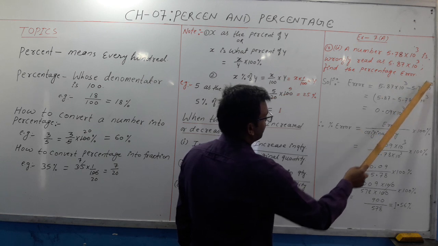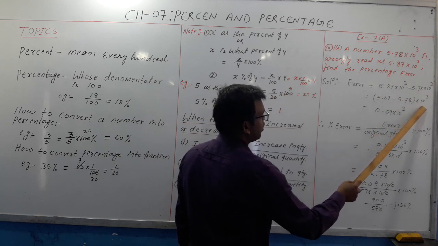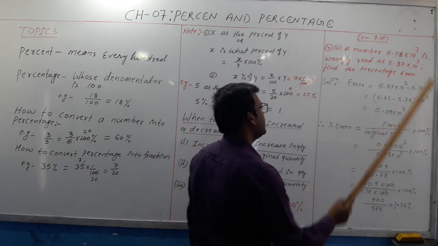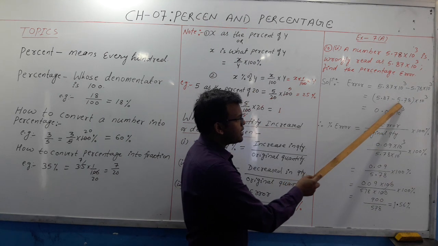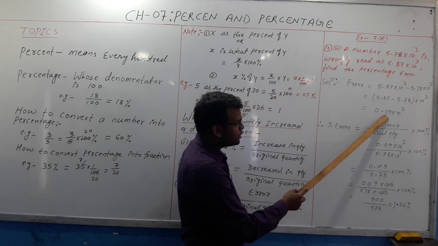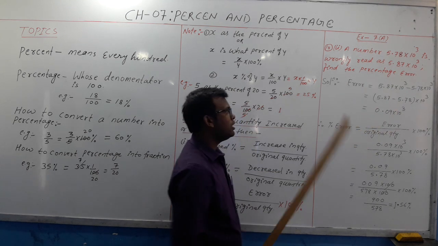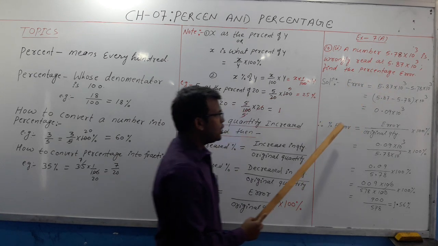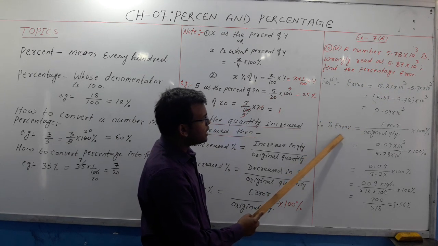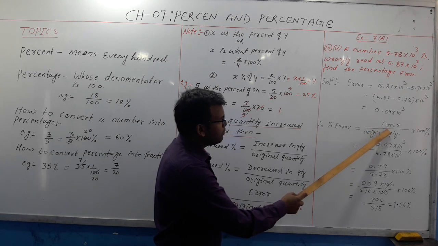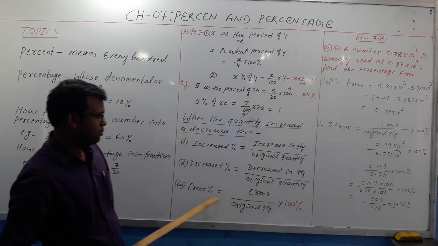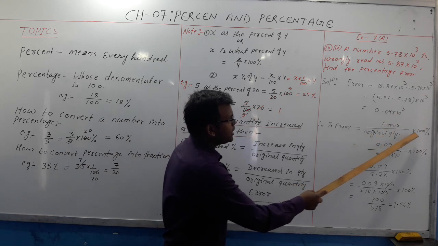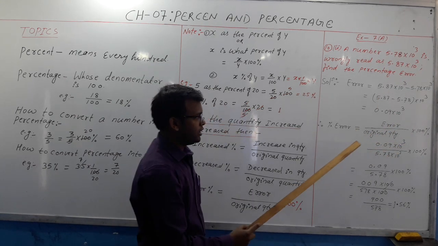5.87 into 10 to the power 3. You take 10 to the power 3 common, and the rest of the part is 5.87 minus 5.78. And subtract this, and this will be 0.09 into 10 to the power 3. Now we have to find the percentage error. So percentage error is equal to error divided by original quantity into 100 percentage, by this formula.